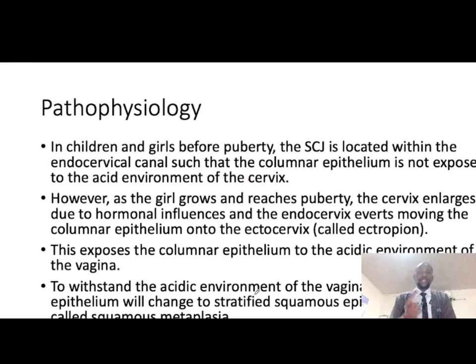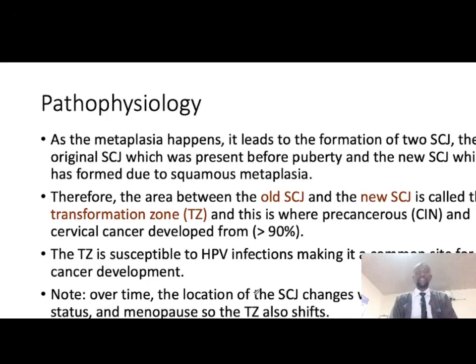Because the columnar epithelium is not meant to withstand harsh environments like the acidic environment, it will have to adapt. That is cellular adaptation. It changes from columnar epithelium to stratified squamous epithelium to be able to withstand that acidic environment, and that process is called squamous metaplasia. So what then happens if that happens?